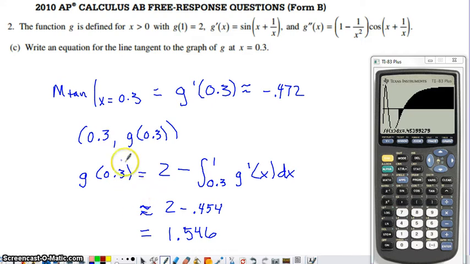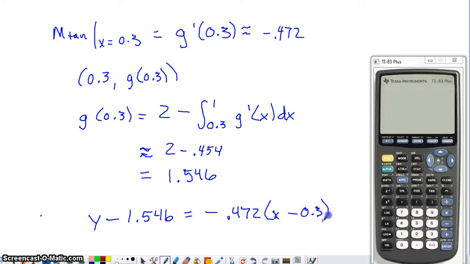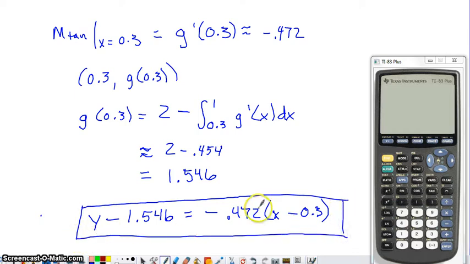If the point of tangency is 0.3 comma 1.546, and this is the slope of your tangent line, the easiest way to write down the equation of that tangent line is to go to point slope form and do y minus y1. Well, that's the y coordinate that corresponds to this x, and that's what we just found. And then that's got to equal m, which we got from the table a little bit earlier, times the quantity x minus x1. And here would be the equation of your tangent line at 0.3.